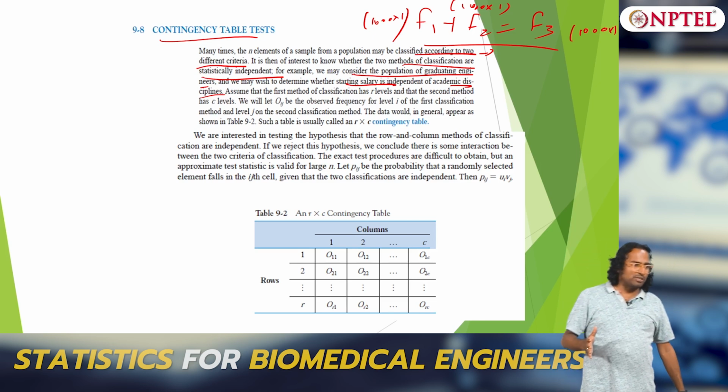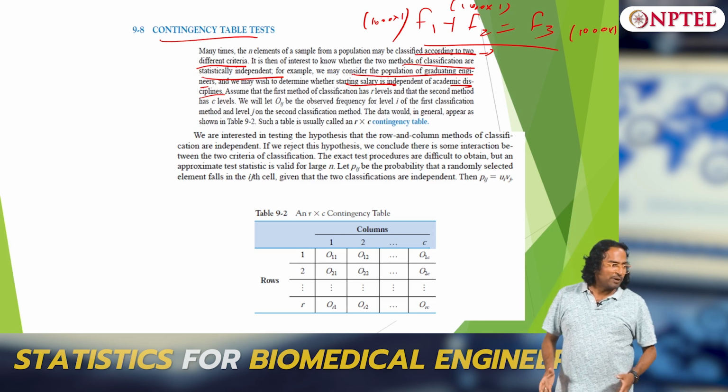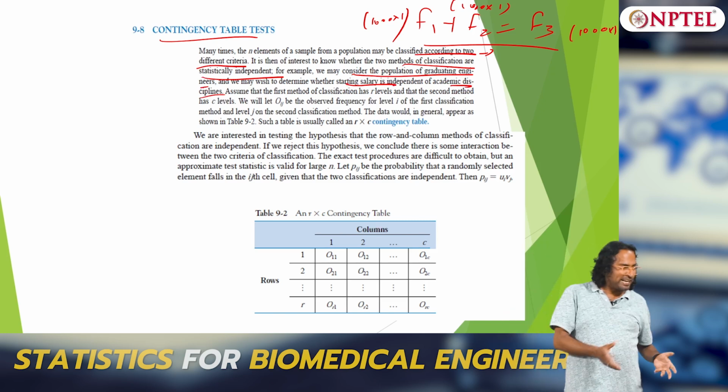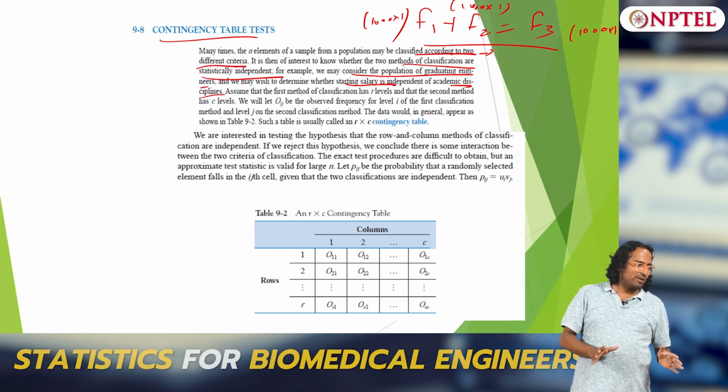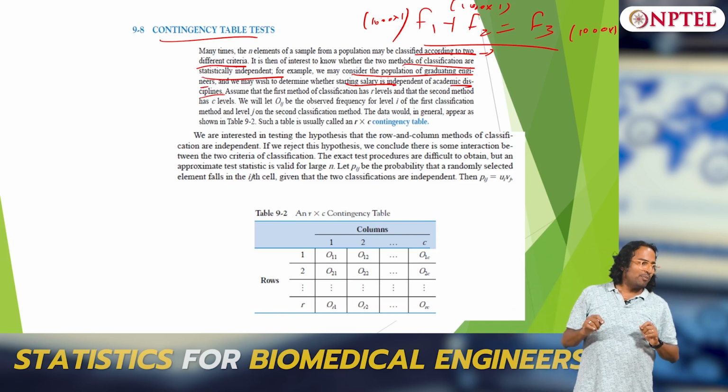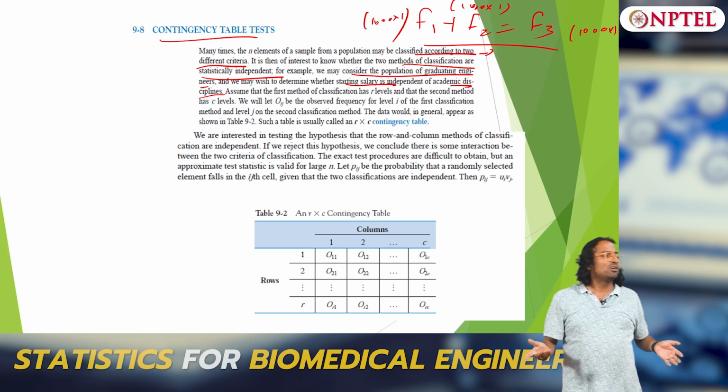It is about the underlying variables being independent or not. How will I test this? By taking samples, that is a different story, but the inference is about the population. Remember, always inference is about population.